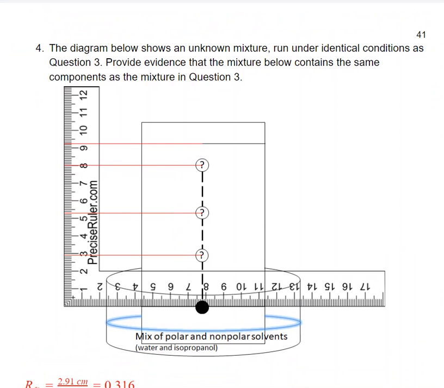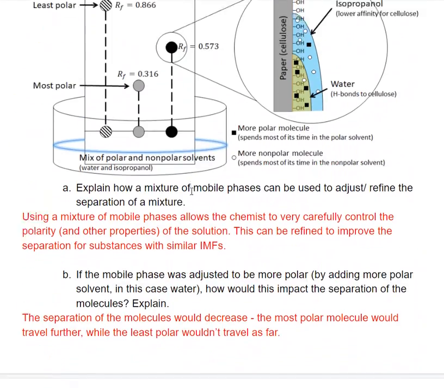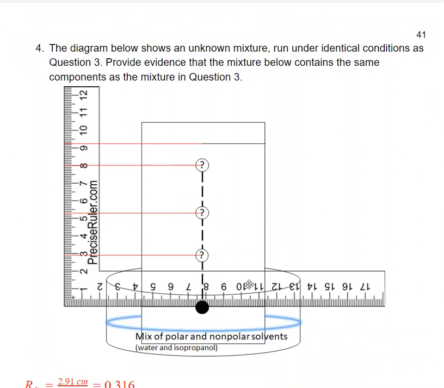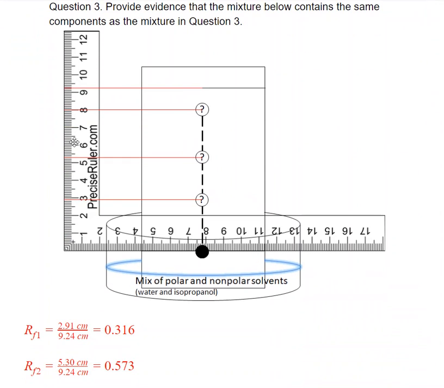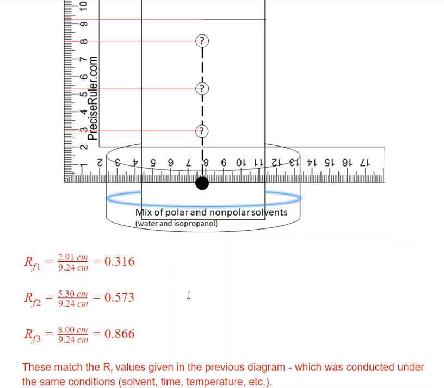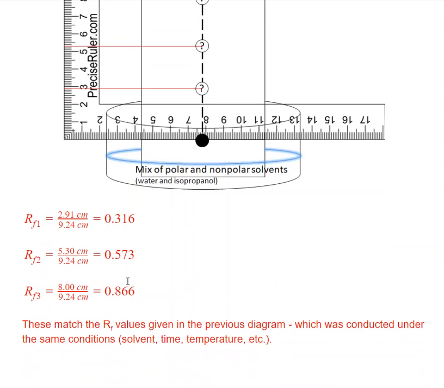So here we want to provide evidence that this mixture is the same as what we saw in question 3 here. So how can we prove that? Well, we have a very nice ruler here so we can measure and we can calculate the RF values here, and we see that they match or very closely match depending on the error of our measurement. They very closely match the RF values given in the previous diagram. So since both of these were conducted under the same conditions, they result in the same RF values.